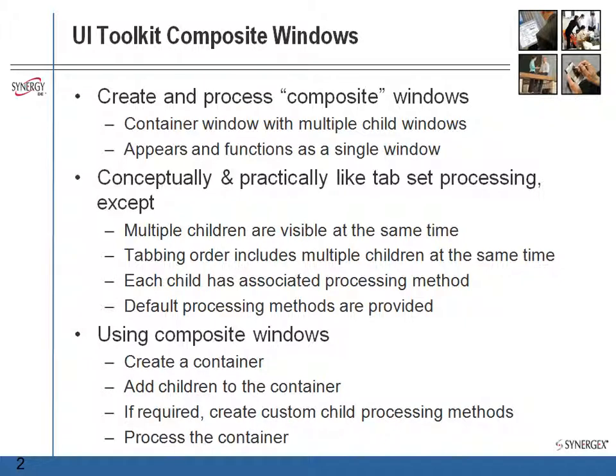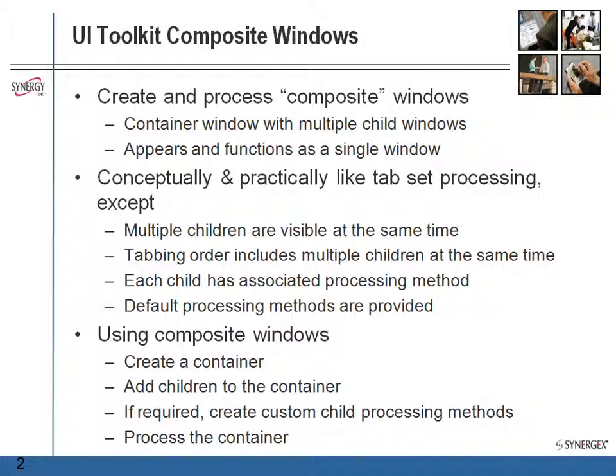A composite window is a single container window which can contain other child windows. When processed at runtime, the composite window appears to the user and behaves like a single window. Conceptually, and in fact practically also, composite windows are very similar to the existing support for processing tab set windows.